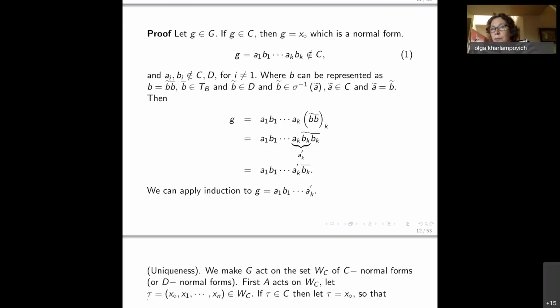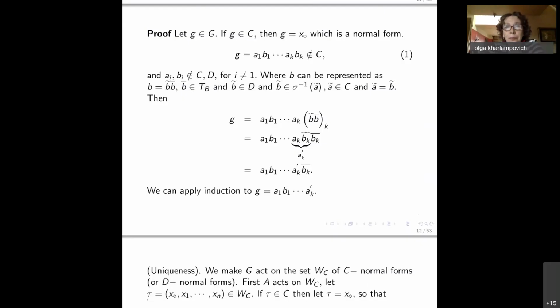Now, if G does not belong to C, then G is an alternating product of elements from A and elements from B, right? It just alternates. Suppose it has this form. And then we'll do the proof by induction on the number of syllables in this form. Let me just do one step and it will take care of the induction.